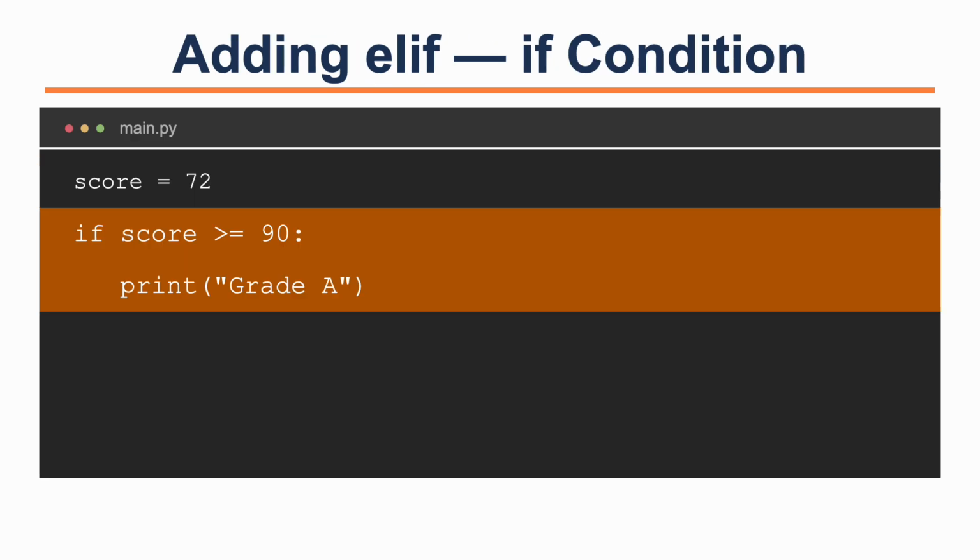The if statement checks the first condition. It asks whether score is greater than or equal to 90. Score is 72, so this condition is false. Python moves to the next condition.